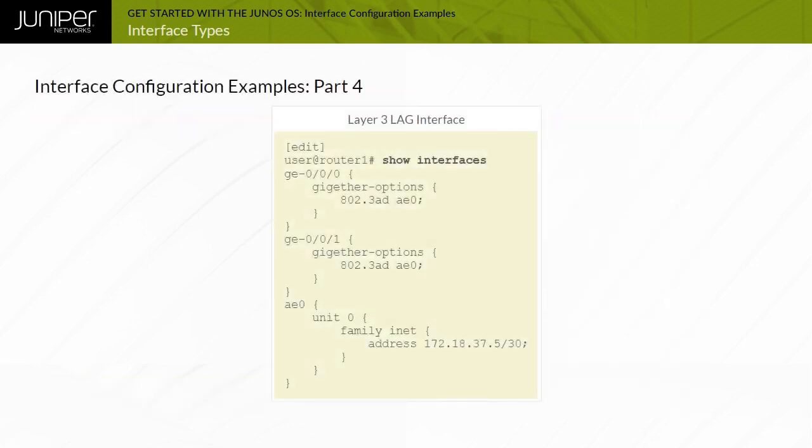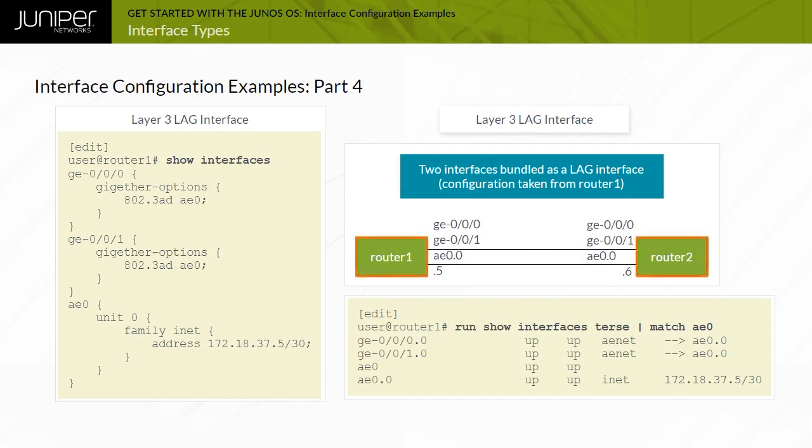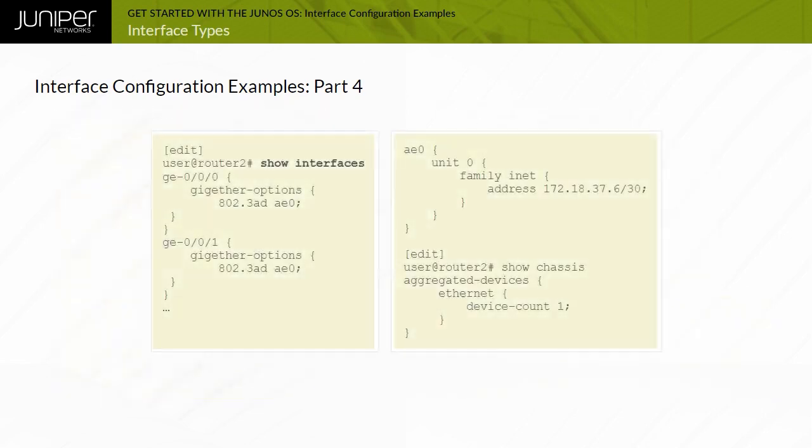This is a basic Layer 3 LAG configuration. In this example, 2 gigabit Ethernet interfaces function as member links for the configured bundle, LAG. The sample configuration is from the Router 1 device. Note that the required number of aggregated devices needs to be configured under the Edit Chassis hierarchy with the device count command. The configuration for the Router 2 device is displayed.